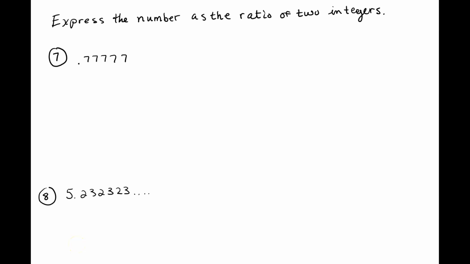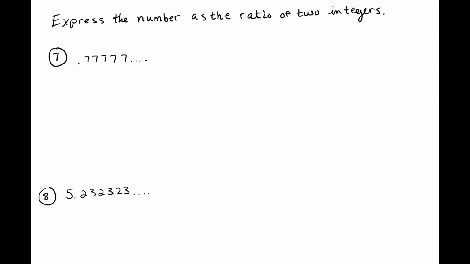In the following example, we are asked to express the number as the ratio of two integers. Basically, what they're asking us for is to determine what fraction would generate such decimals. So this one right here, this 0.77777, is just a repeated decimal. All right, so let's think clearly about how we might read this.